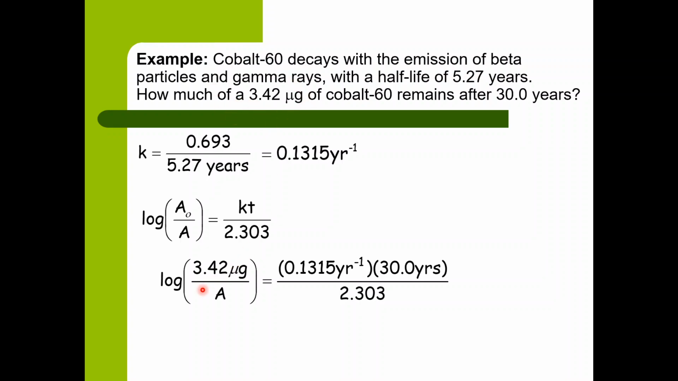How much of this? You drop that into there because that's our sample at the original. And then it's equal to, we found our K already, so we just put K up here. We know our time is 30 years, and divided by 2.303. Now this is just some algebra. All of this, when you work it out, will give you this number right here, 1.713.